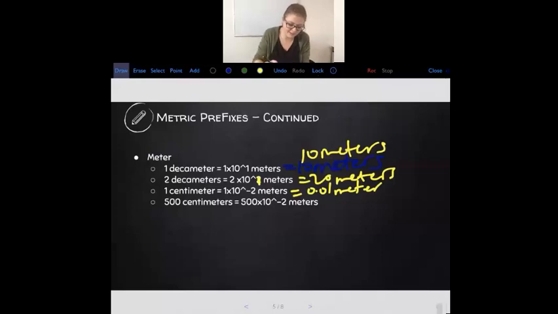Okay, remember with scientific notation, if you take 1 meter and then you move the decimal over 2 places, you would end up at the same spot. So that's how these prefixes work with scientific notation. And then if we had 500 centimeters, this is 500 times 10 to the negative 2nd meters, or you could take 500, move the decimal 1, 2 places, and this would give us 5 meters.